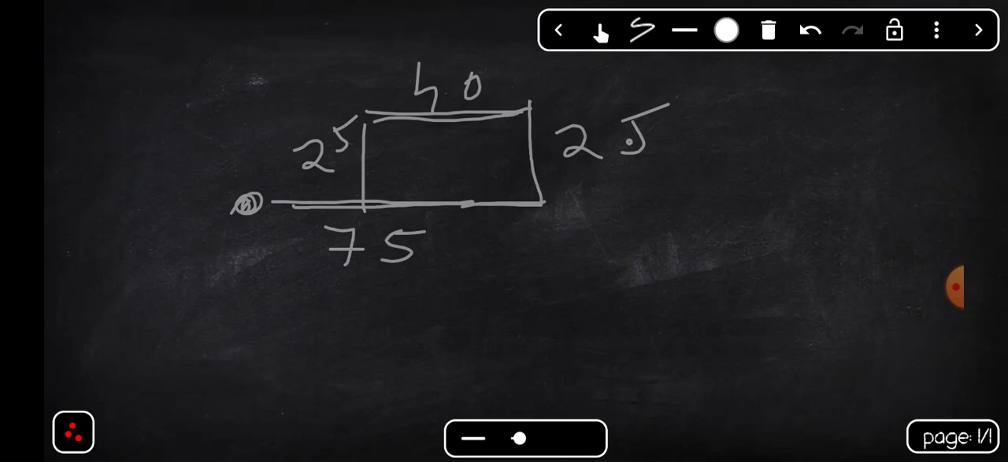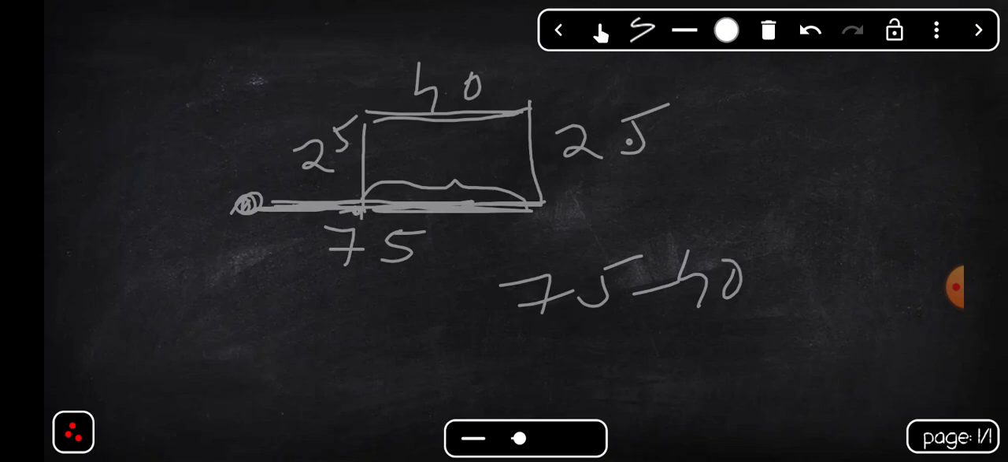Now the question is, how far is he from his starting point? Now he has reached here, and this is the starting point. As we know, this position will be 40 meters, that means 75 minus 40, which is 35 meters.